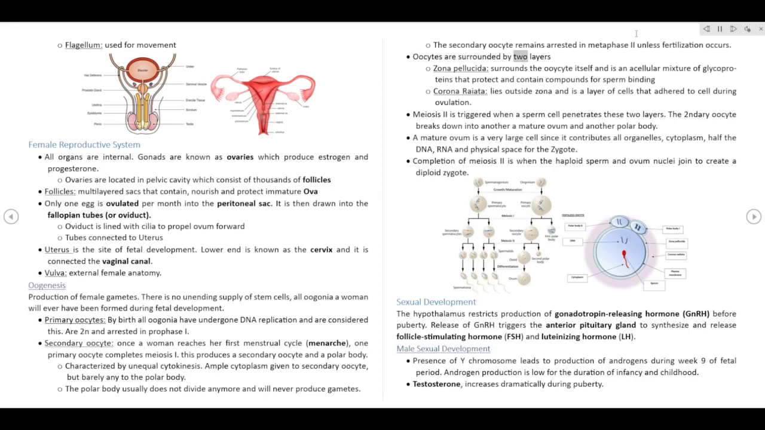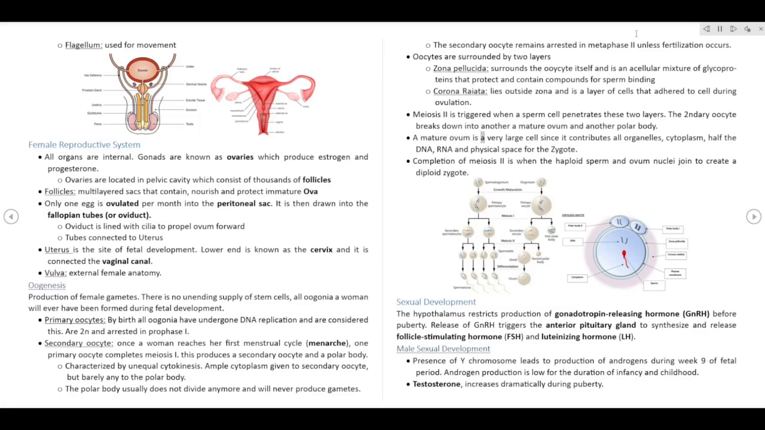Oocytes are surrounded by two layers. The zona pellucida surrounds the oocyte itself and is an acellular mixture of glycoproteins that protect and contain compounds for sperm binding. The corona radiata lies outside the zona and is a layer of cells that adhered to the cell during ovulation. Meiosis II is triggered when a sperm cell penetrates these two layers. The secondary oocyte breaks down into a mature ovum and another polar body.